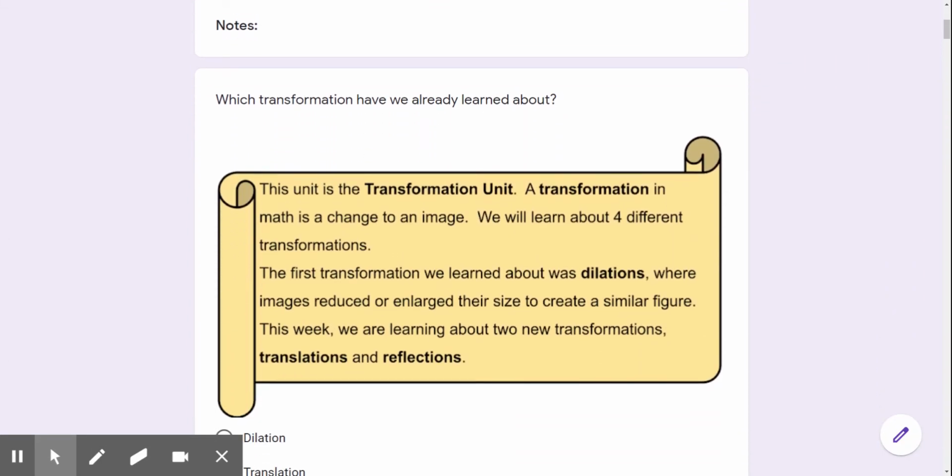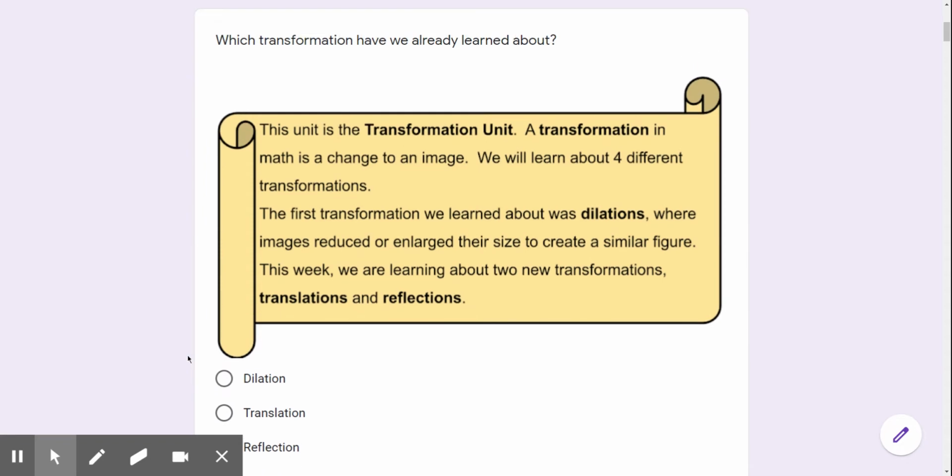So we're going to continue on in our transformation unit. A transformation is just a change to an image, and we are learning about 4 different types of transformations. We already learned about dilations, where images reduce or enlarge their size to create a similar figure. And this week we're learning about 2 new transformations, translations and reflections.